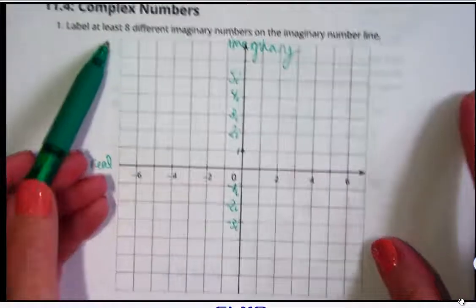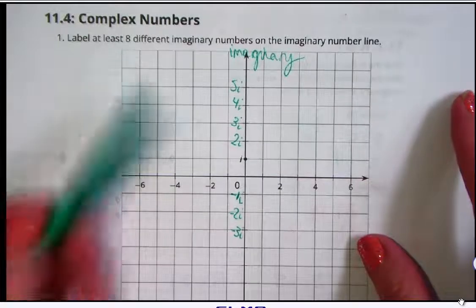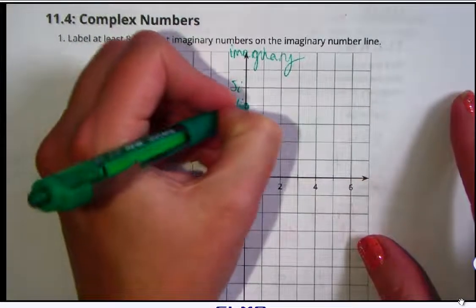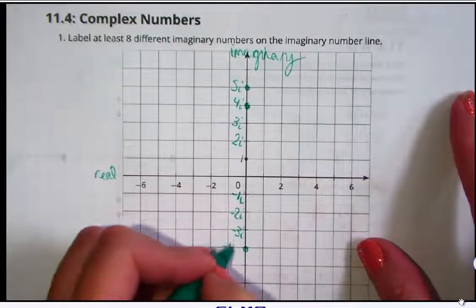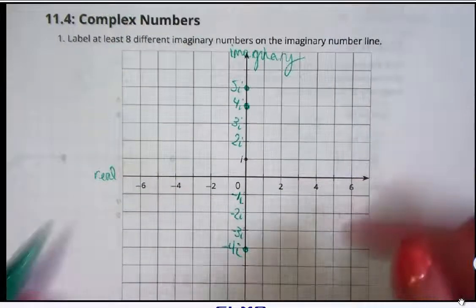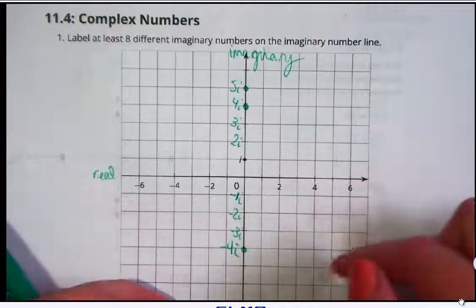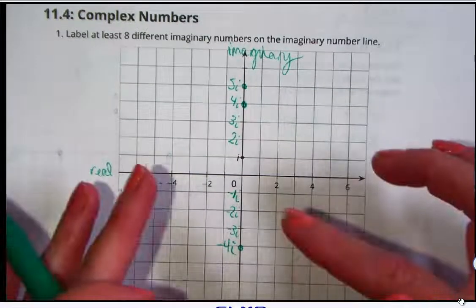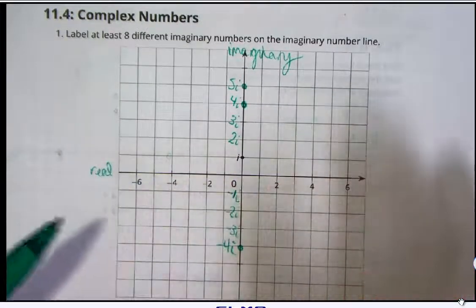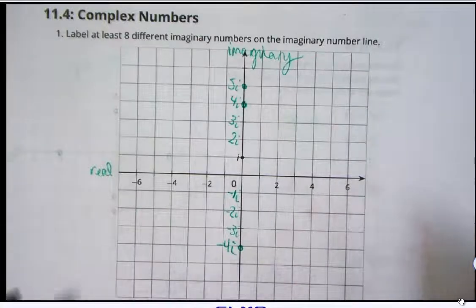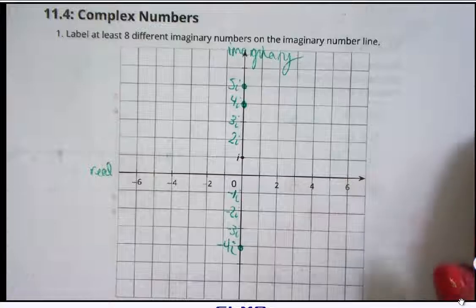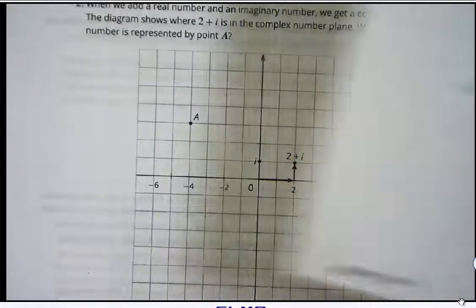But complex numbers. So we can label imaginary numbers here like 4i and 5i and negative 4i. But complex numbers, actually, we can have them anywhere on this grid. Just like our x and y's, we aren't stuck with just x values and y values. We can have x, y ordered pair coordinates. Complex numbers can do the same kind of thing too.